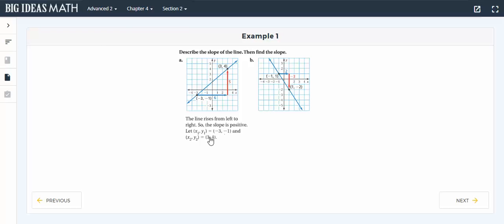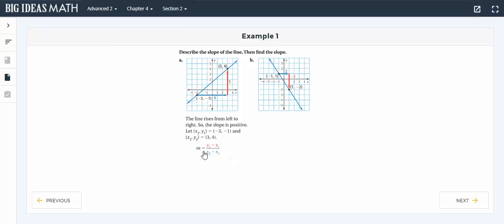So we're going to let our x1 and y1 equal the -3, -1. You could have chosen the other one. We're just picking this one. You could have chosen 3, 4. And x2 and y2 will be 3 and 4. So you just have to remember which order you do it in and do it in the same order both times.